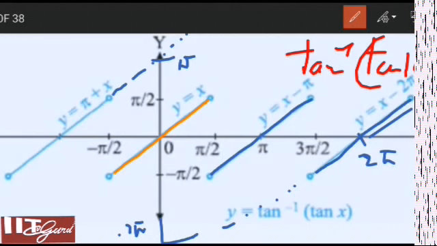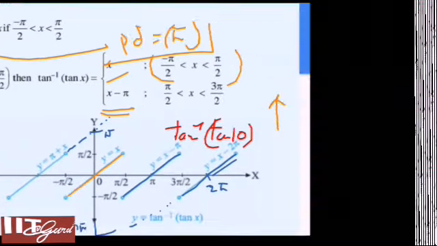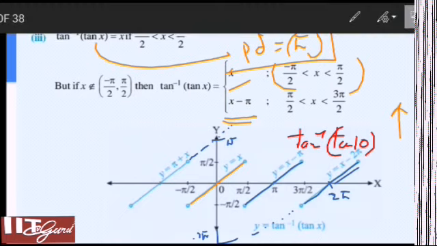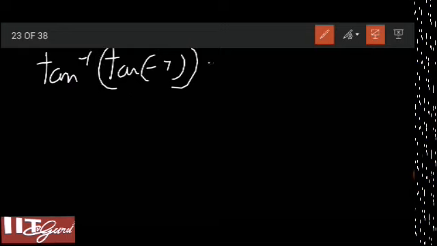Anyhow, coming to the point, this is the tan inverse tan x we have to discuss. Sometimes it can be asked with negative values. Let's see how to tackle negative values. Let's take a simple question. Suppose I ask you to find the value of tan inverse tan of minus 7. Now how to find tan inverse tan of minus 7?